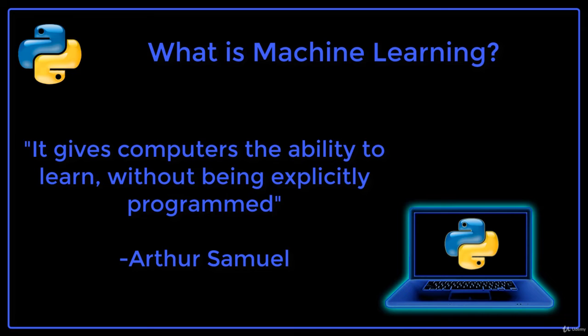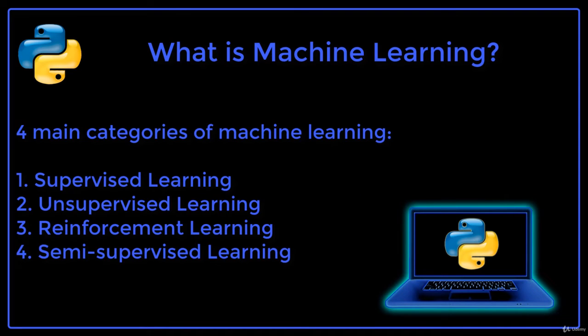The term machine learning was coined by Arthur Samuel in 1959, and he stated that it gives computers the ability to learn without being explicitly programmed. There are four main categories of machine learning: supervised learning, unsupervised learning, reinforcement learning, and semi-supervised learning.